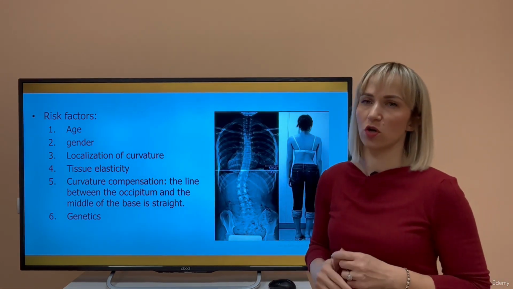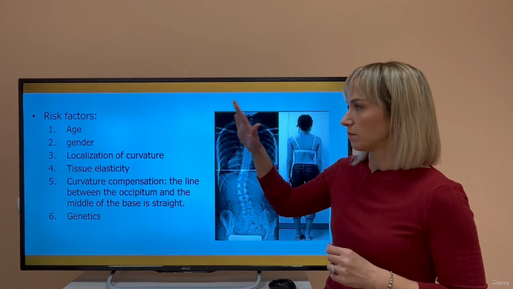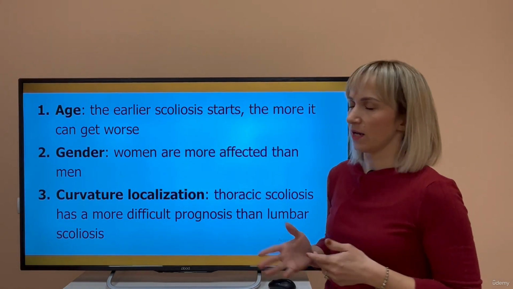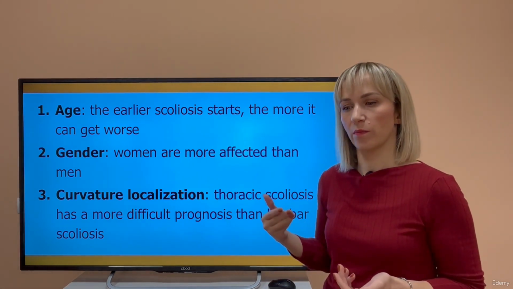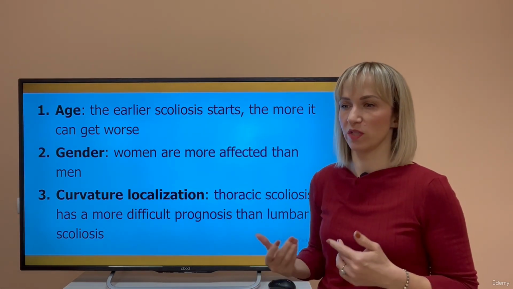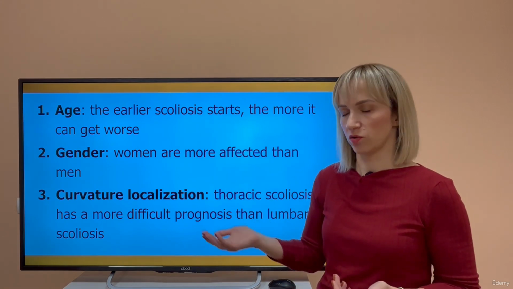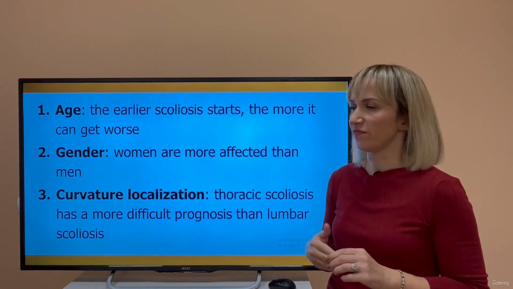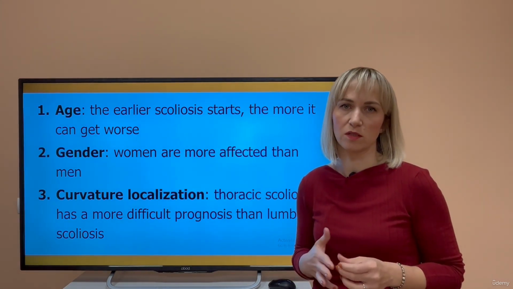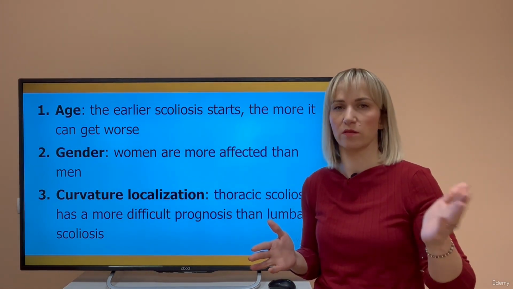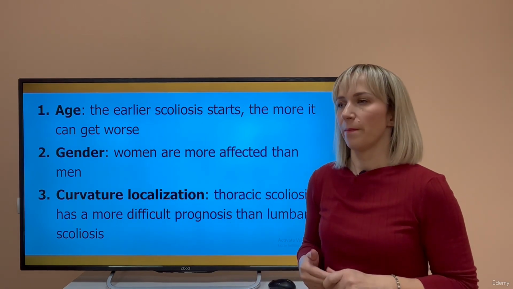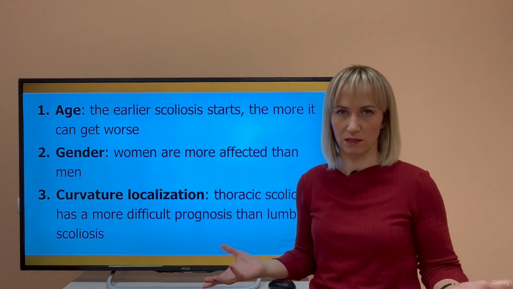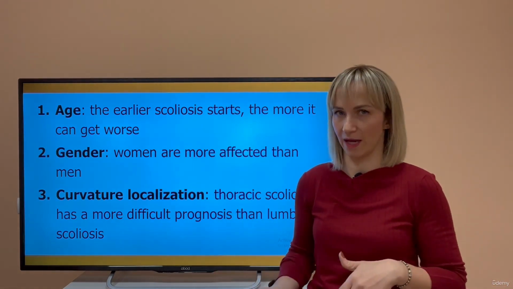So there are 6 risk factors of scoliosis. We are going to explain each of them. The age: the earlier the scoliosis starts, the more complications we have, and the treatment is not as easy as at an older age. The gender: most of the time women are more affected than men. This is statistics, but it's not a determination that women have scoliosis and men don't. But mostly it's the idea that women have more hypermobility. Their flexibility is bigger than men's.